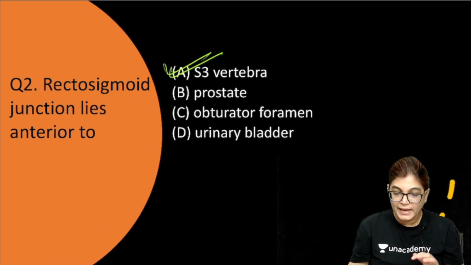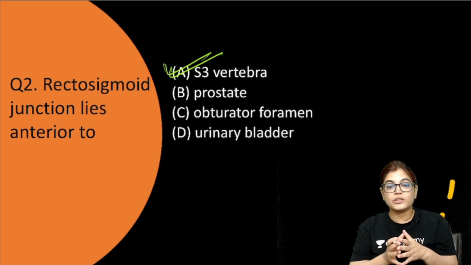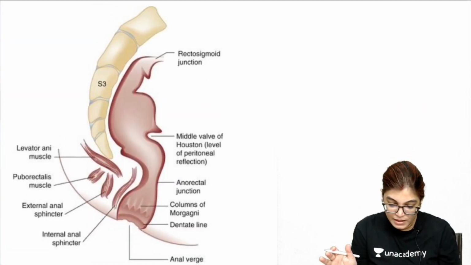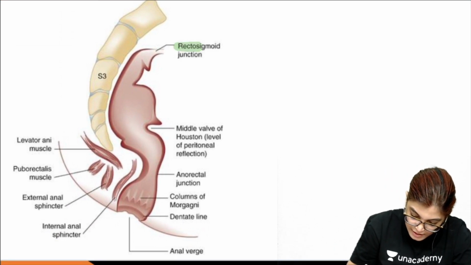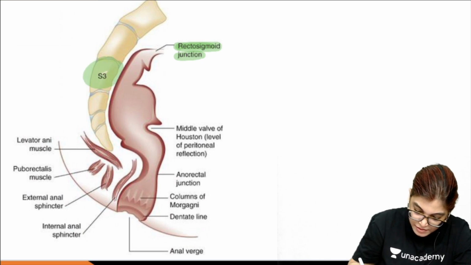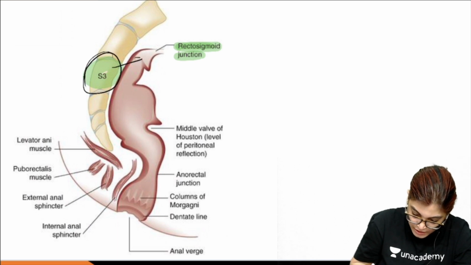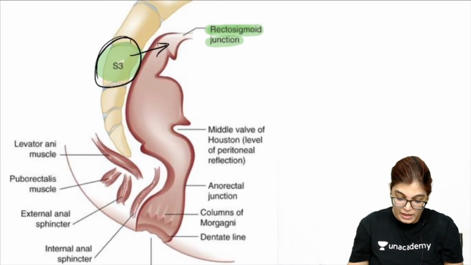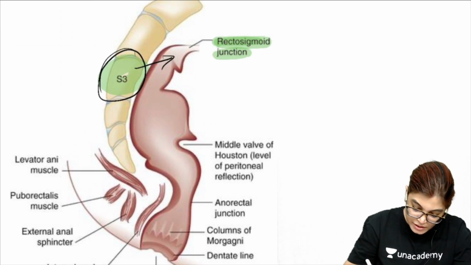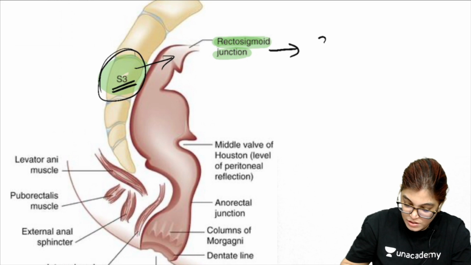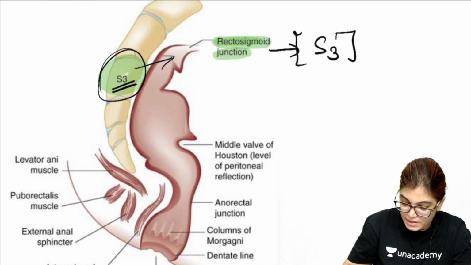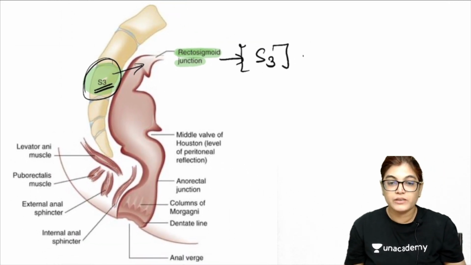I would like to show you a diagram which will clear the location of the recto-sigmoid junction. See here in this diagram, you can see this recto-sigmoid junction is exactly at the level of S3 vertebra. Let me just enlarge it. So it is exactly at the level of S3. So the recto-sigmoid junction corresponds to the third sacral vertebra. So yes, we are done with this.